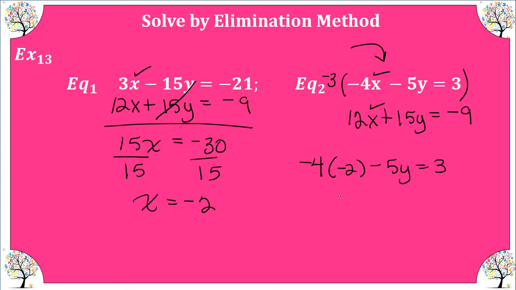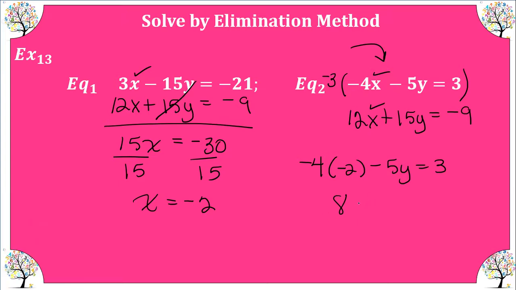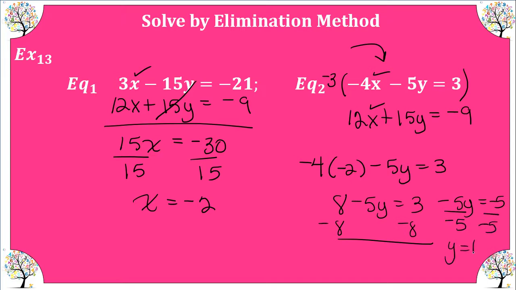Multiply negative 4 times negative 2, that's positive 8. That should be plus 8 minus 5y is equal to 3. We're going to subtract 8 from both sides, and I get negative 5y is equal to negative 5. Let's divide by my coefficient of negative 5, and my y coordinate is positive 1. So our solution is going to be negative 2, 1.